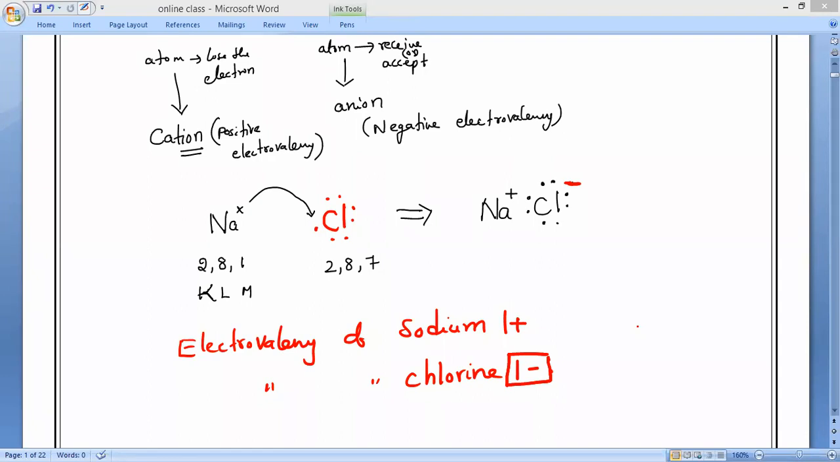Why are they doing this process, either gaining or losing, to attain what? To complete its rule. What is that rule called? To become stable in nature, it has to have 8 electrons in its valence shell. That is the reason it is either donating the electrons or receiving the electrons. That is what you have to remember. Is it okay, everybody?